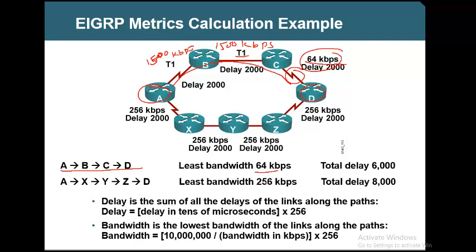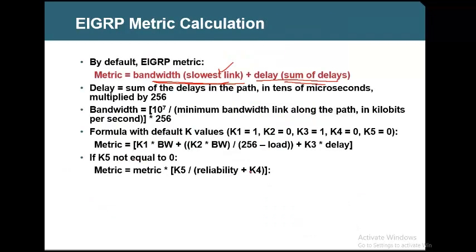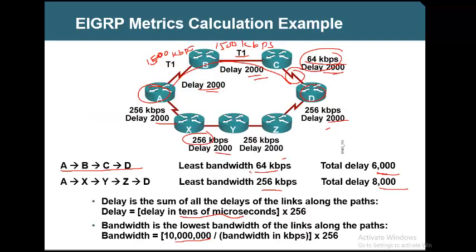Slowest link's bandwidth plus sum of delay, you need to add all this delay. 2000, 2000, 2000, 6000. If you go this way, 2000, 2000, 2000, 2000, 8000. Bandwidth is the slowest link, all the same speed. That's all you need to know. You don't need to worry about tenths of microseconds, 10 to the power of 7, blah, blah, blah. Not necessary. If someone is asking what is the metric of EIGRP, metric of EIGRP is slowest link bandwidth plus sum of delay.